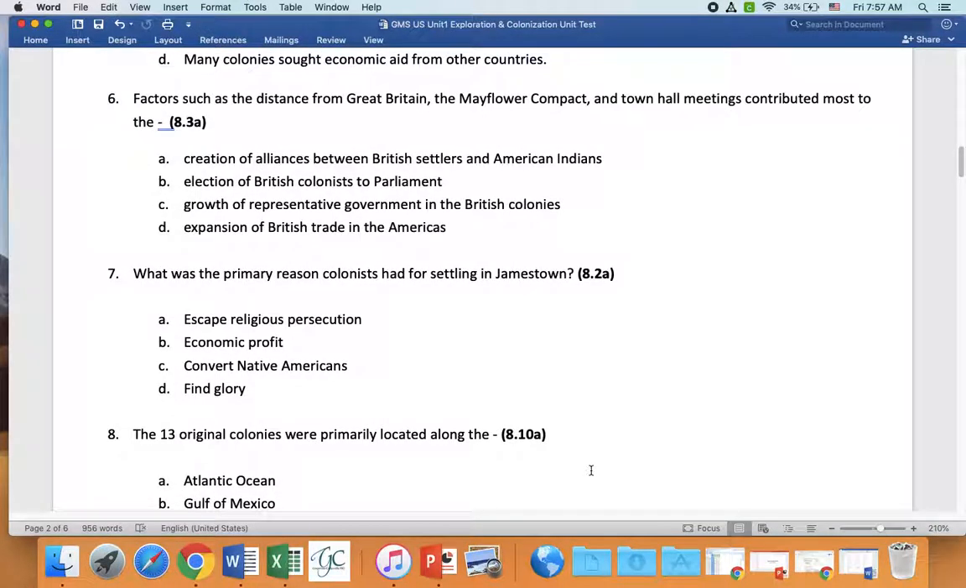Number 6. Factors such as distance from Great Britain, the Mayflower Compact, and town hall meetings contributed most to the blank. A, creation of alliances between British settlers and American Indians. B, election of British colonists to Parliament. C, growth of representative government in the British colonies. Or D, expansion of British trade in the Americas.